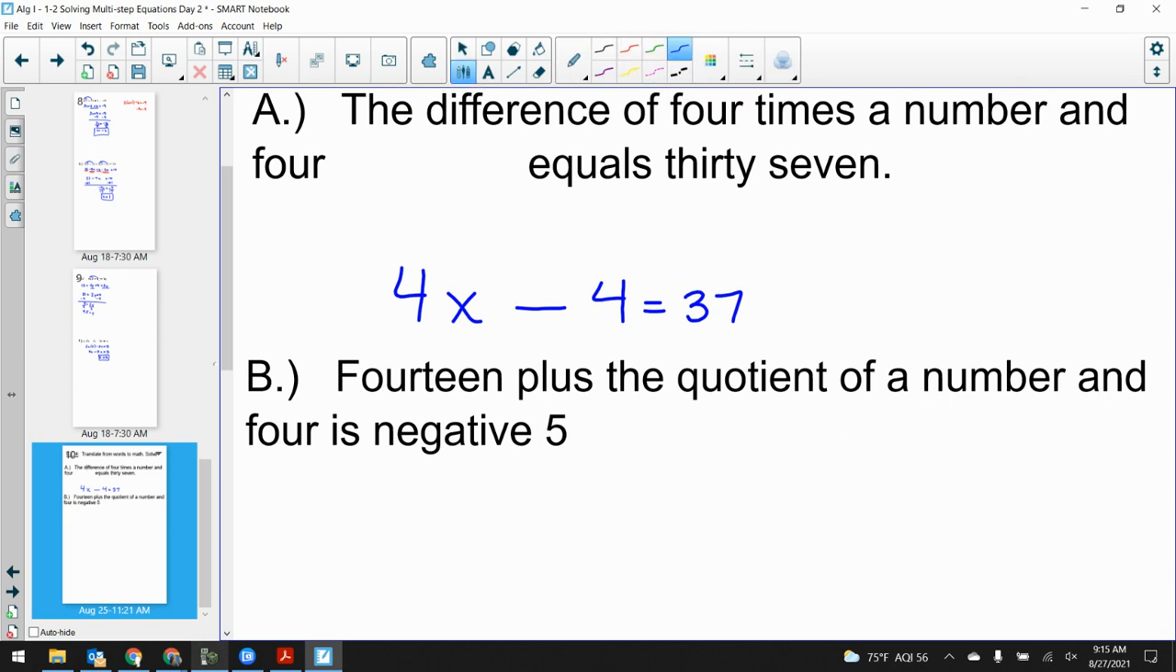14 plus the quotient of a number and 4 is -5. Okay, so we got 14 plus the quotient of a number and 4. How do I represent the quotient of a number and 4? Lombardi? 4x. The quotient. That's product. The quotient. Brianna? Divided by. So I've got the quotient of a number and 4. X divided by 4 is -5.